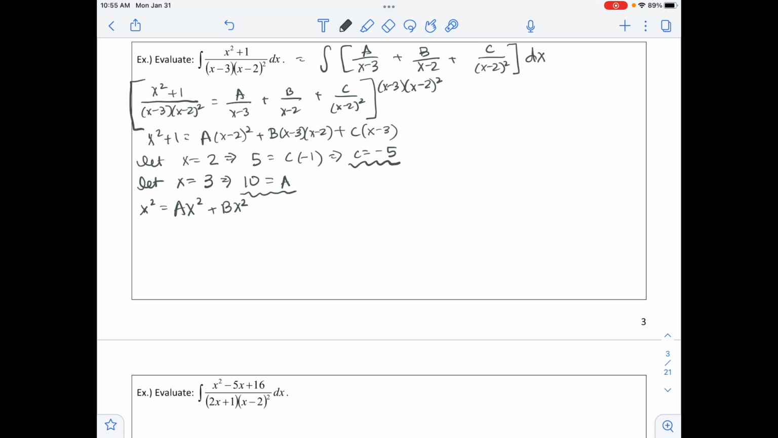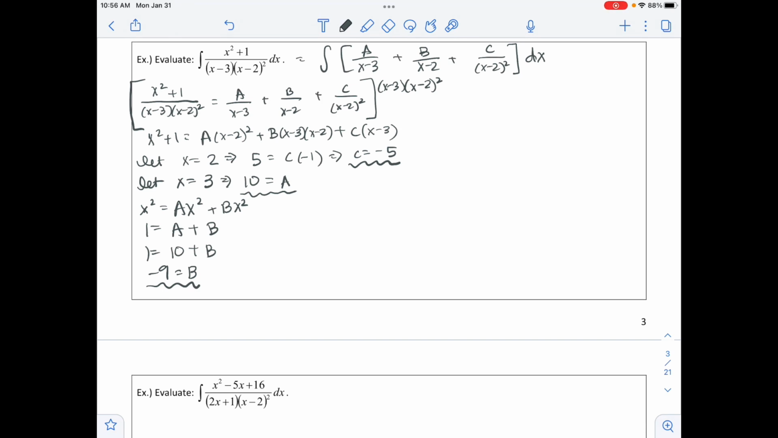Another method, like I said, would be letting x equal some different values. Some students will try to plug in 0 and simplify through that, plugging in c is negative 5 and a is 10, and they can work that out and arrive at the answer for b. So looking at this, if I divide all my terms by x squared, I end up with 1 equals a plus b. And I know that a is equal to 10. So b is going to be equal to negative 9.